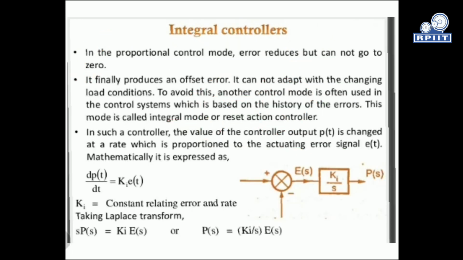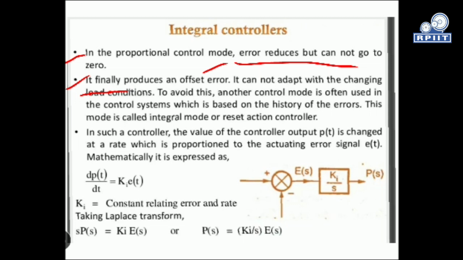In the proportional controller mode, the error reduces but can't go to zero. That was the disadvantage of our proportional controller. The error will be reduced, but it will not be zero at the zero position all the time, so it finally produces an offset error. If the error is not zero, there will be some offset error, and it cannot adapt to changing load conditions. If the load is increased or decreased depending upon the application, it can't adapt to that.